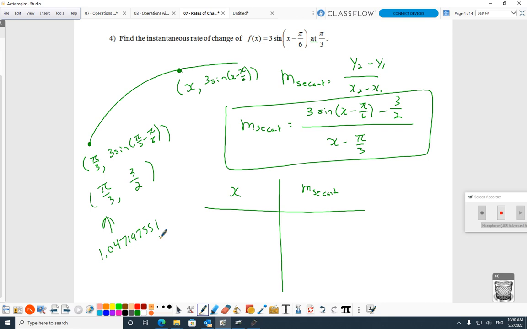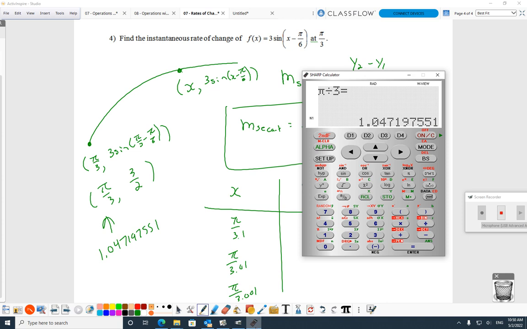I like this better. I want to get close to pi over 3, so I'm going to do my x value of pi over 3.1, pi over 3.01, pi over 3.001. I think that's clever, and it allows my calculator to do all the work for me. But if that's too complicated for you, you go ahead and do this. Do it with a decimal. I think this is easier to type in. Maybe I'm just being lazy, actually.